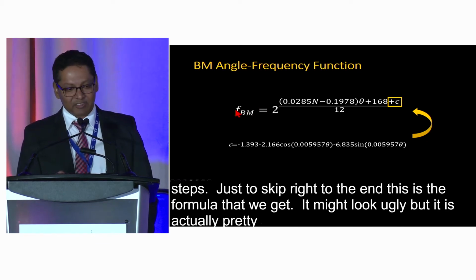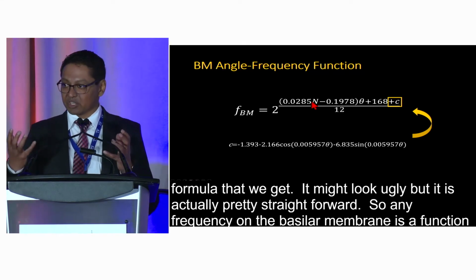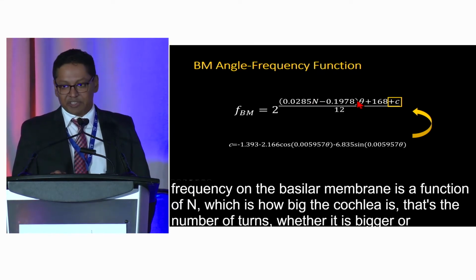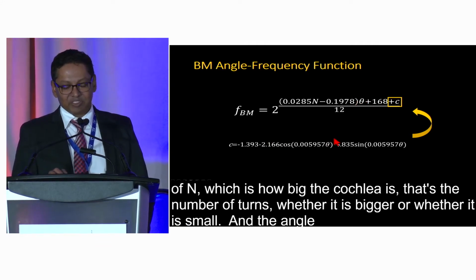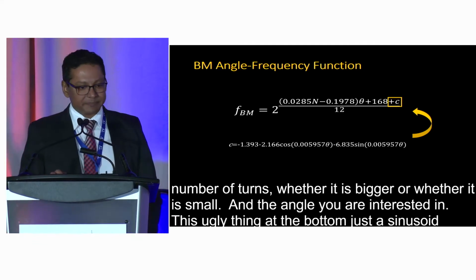Any frequency on the basilar membrane is a function of n, which is how big the cochlea is. That's the number of turns, so whether it's big or whether it's small. And the angle you're interested in. This ugly thing at the bottom was just that sinusoidal correction to correct for that slide shape.